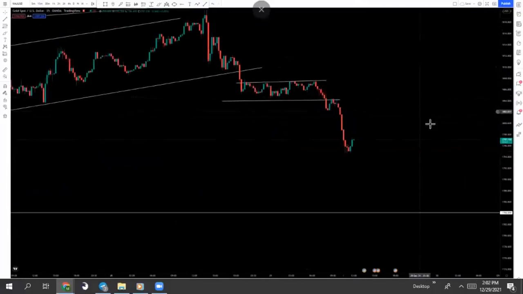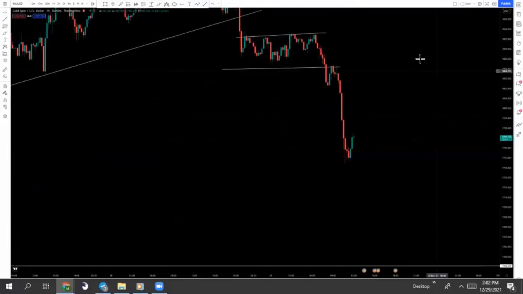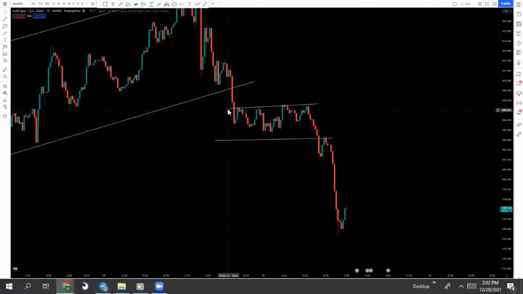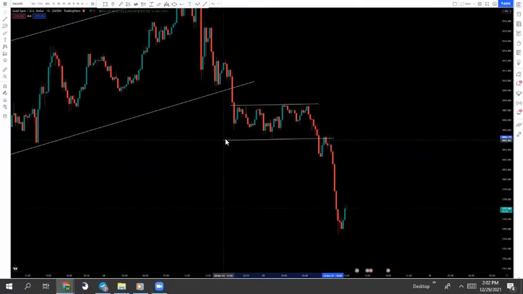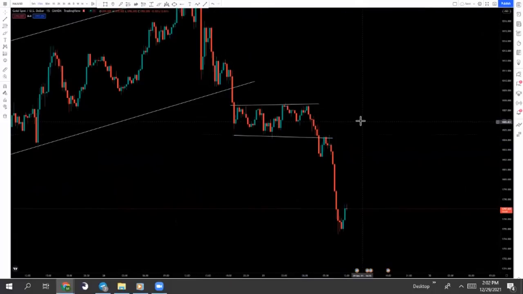Yeah, this is the M15. As you can see, it's clear on the M15. You could see that, okay, this one was your entry type. So this is how it is.